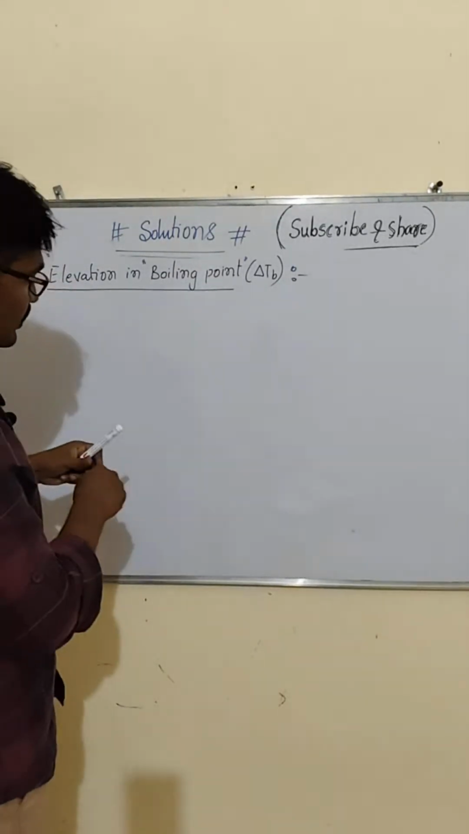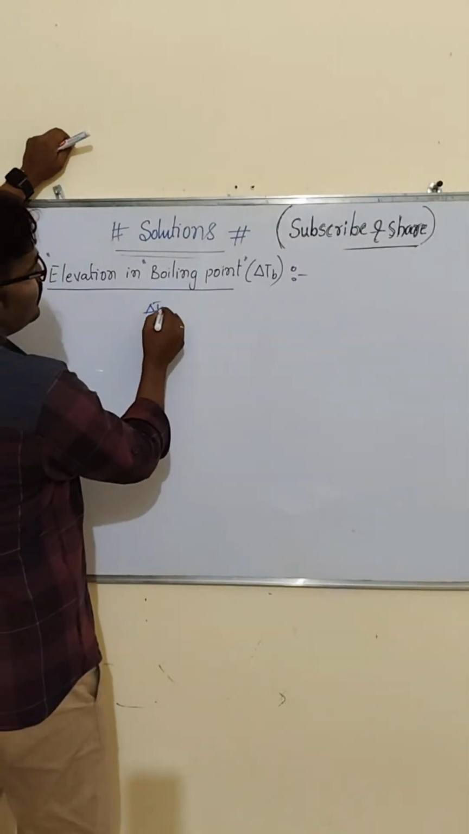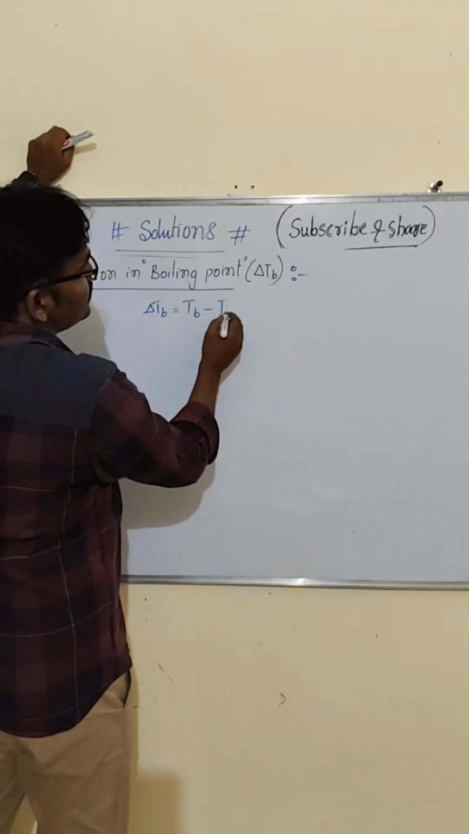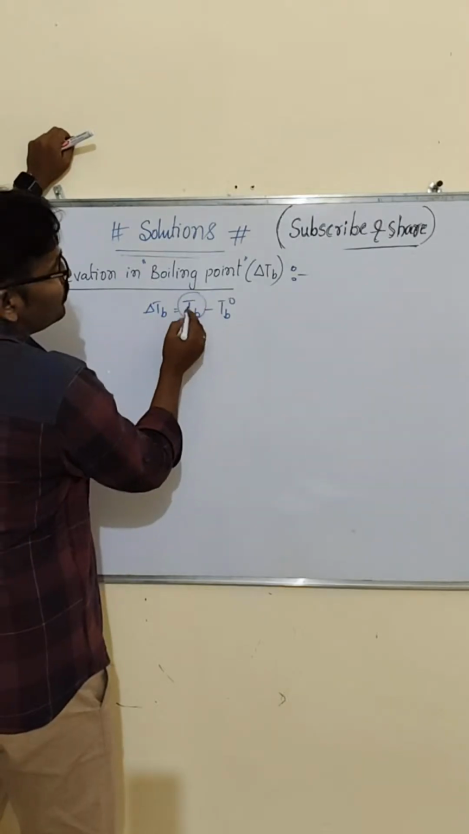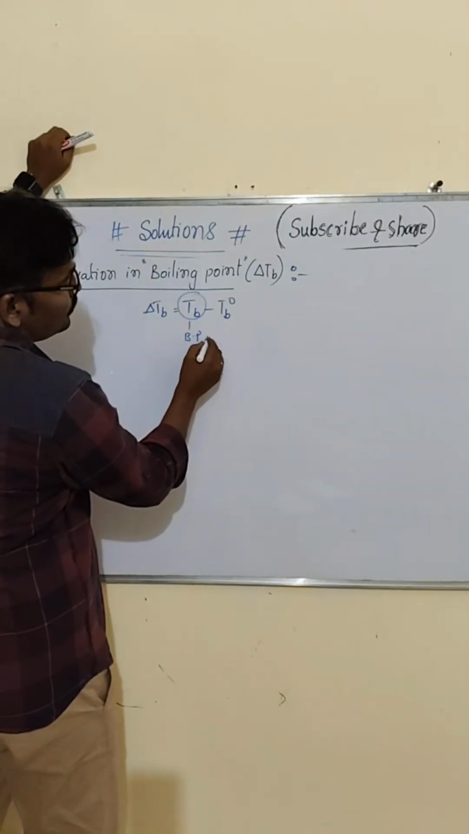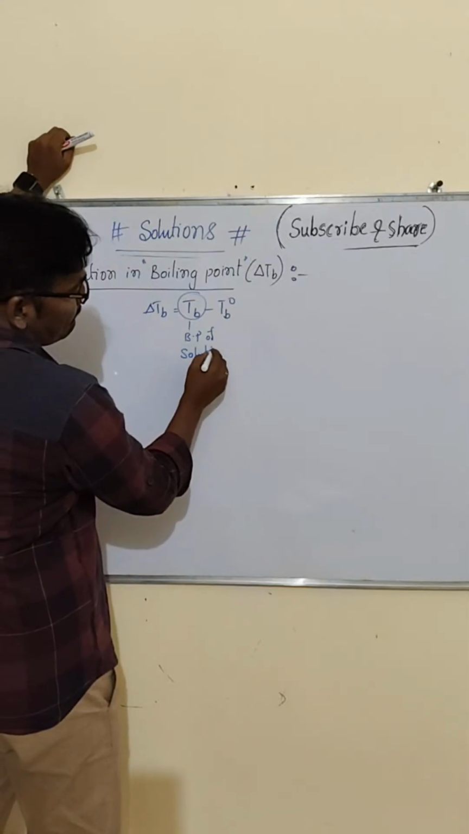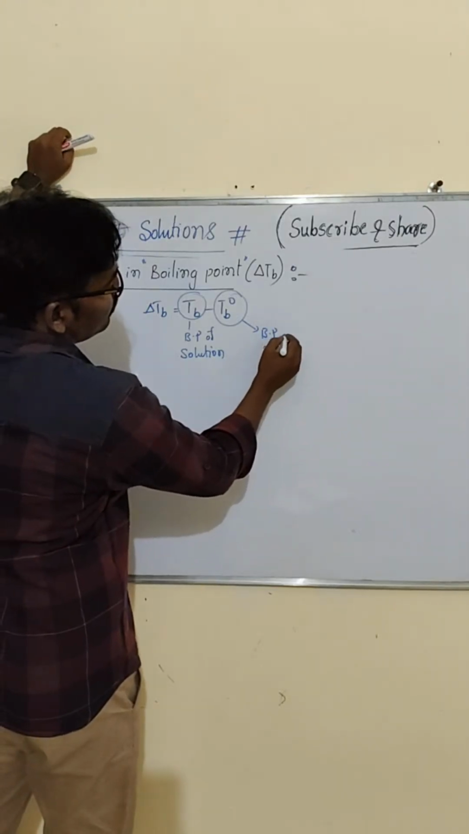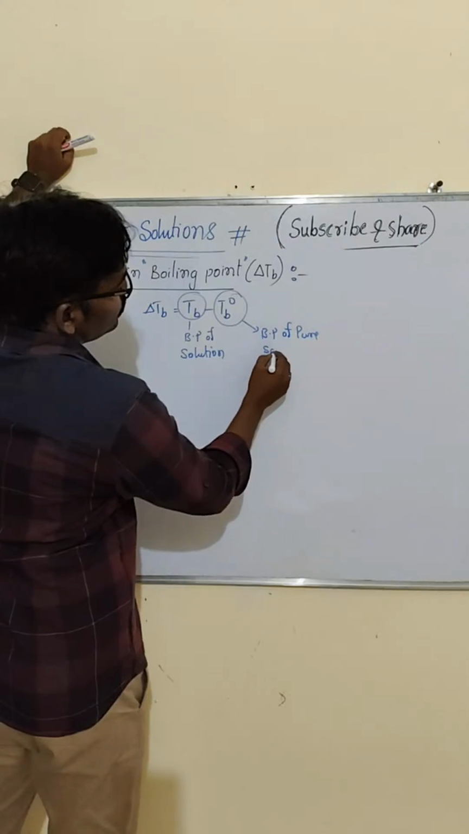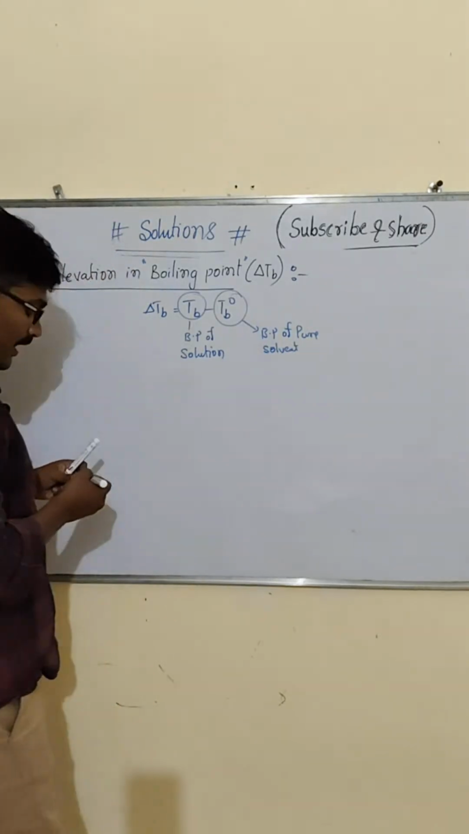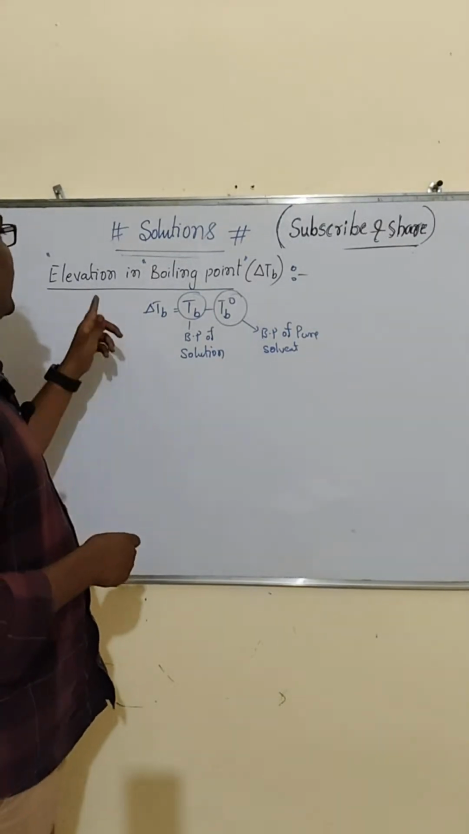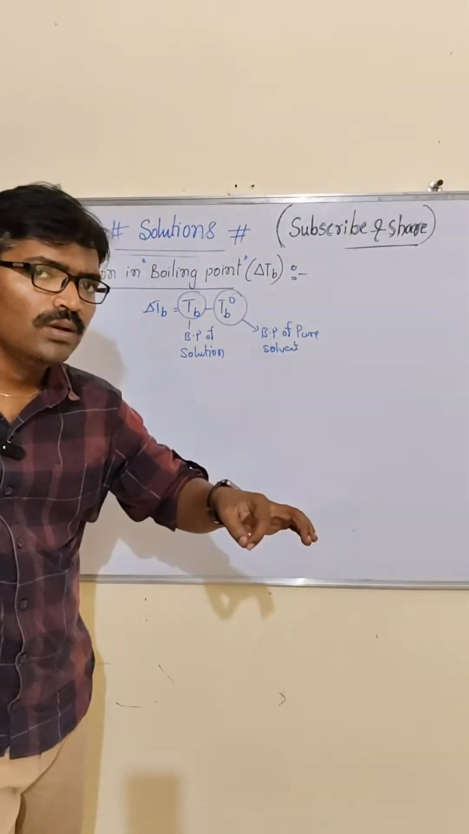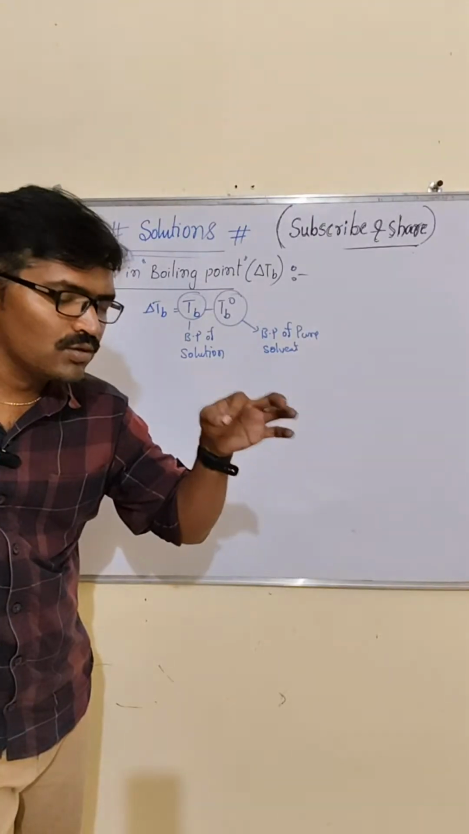So simply, elevation in the boiling point delta TB equals TB minus T naught B, the boiling point of solution minus the boiling point of pure solvent. Clear? Experimentally they proved that the elevation in the boiling point is directly proportional to the molality of the solution.